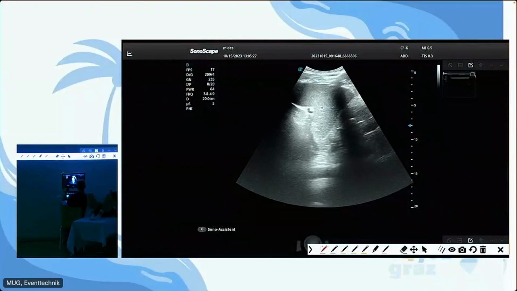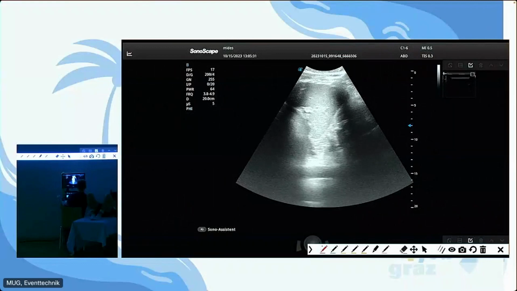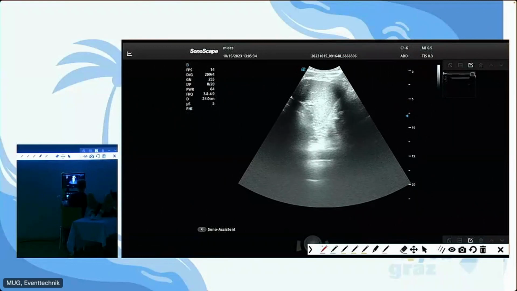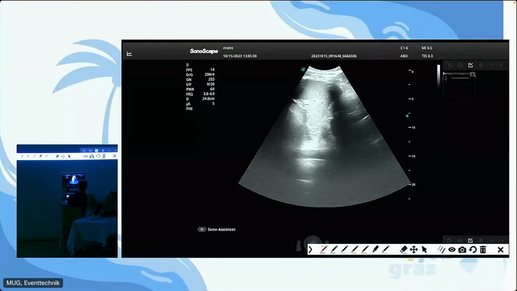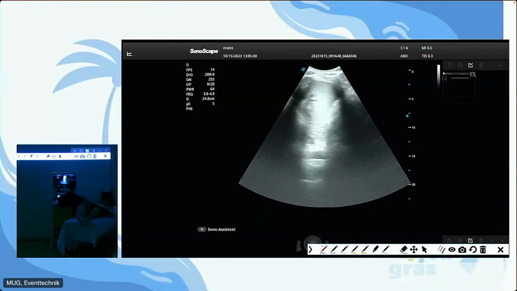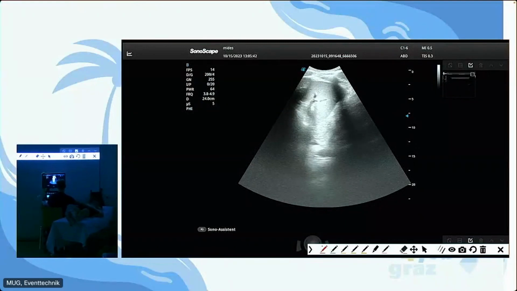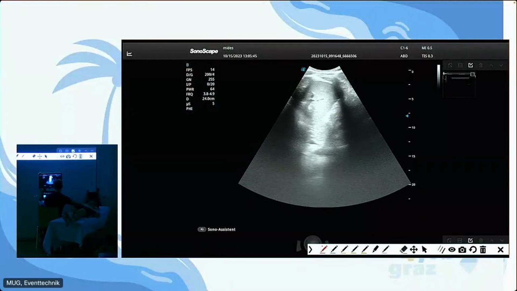Yeah. So we have a left upper quadrant, and you should rank this picture. Is the patient position correct? Is the probe correct? Is the amount of gel correct? Is the pressure correct? Is the depth correct? And is the gain correct?